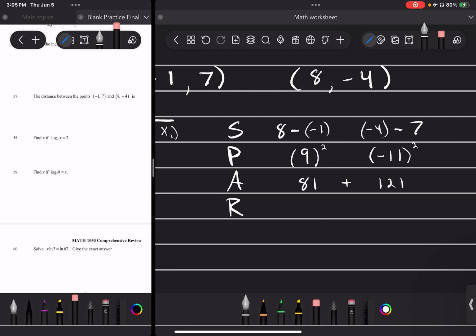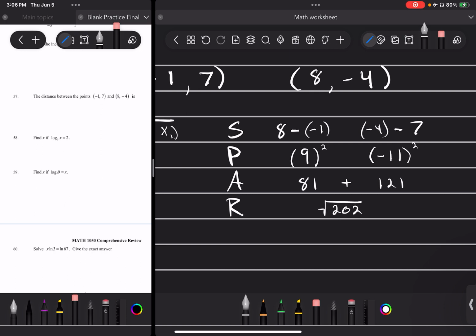So if these were on opposite sides, let's say I did my y's over here and my x's over here, it doesn't change anything. Because what is 81 plus 121? Well, that is 202. Since we powered by 2, we're going to root by 2.